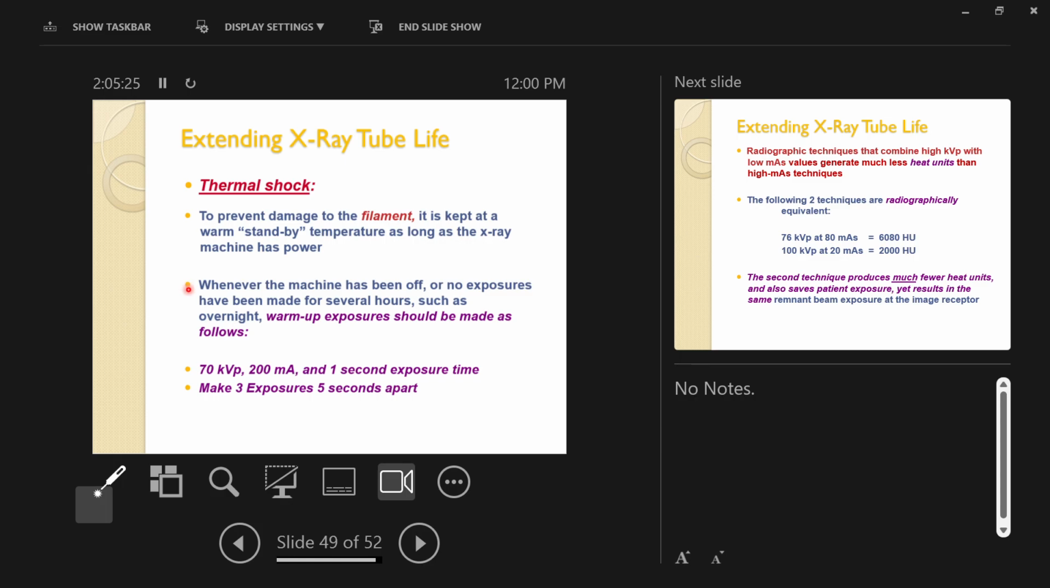Whenever the machine has been shut off or no exposures have been made for several hours, a warm-up exposure should be made. You want to follow the manufacturer's recommendations, but here's a recommendation. Set 70 kVp, 200 mA, and a 1-second exposure time. Make 3 exposures, but space them out, about 5 seconds apart. I do something a little differently. I set 10 mAs, so 100 mA for a tenth of a second. And then I set 50 kV and make an exposure.